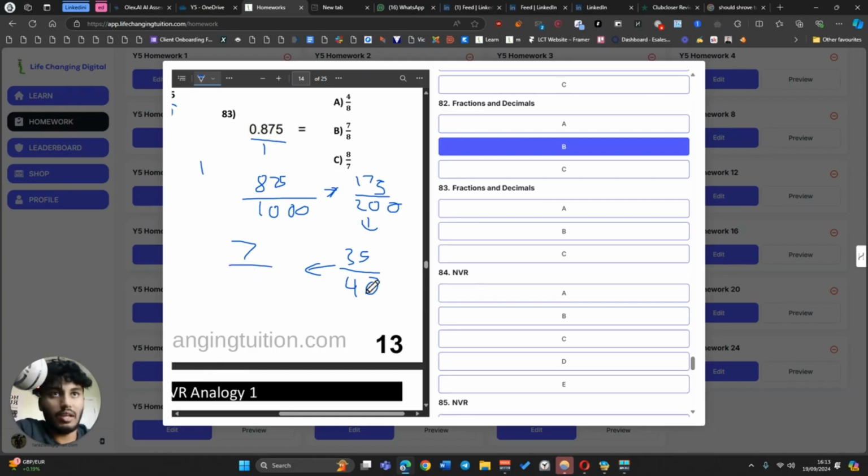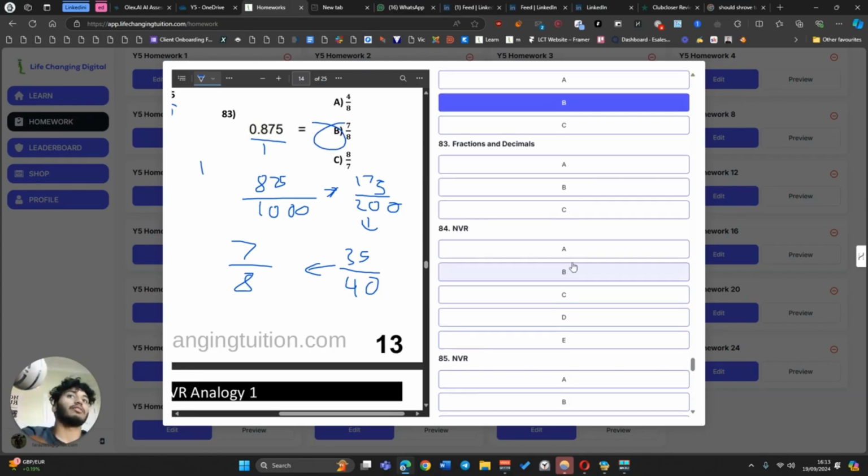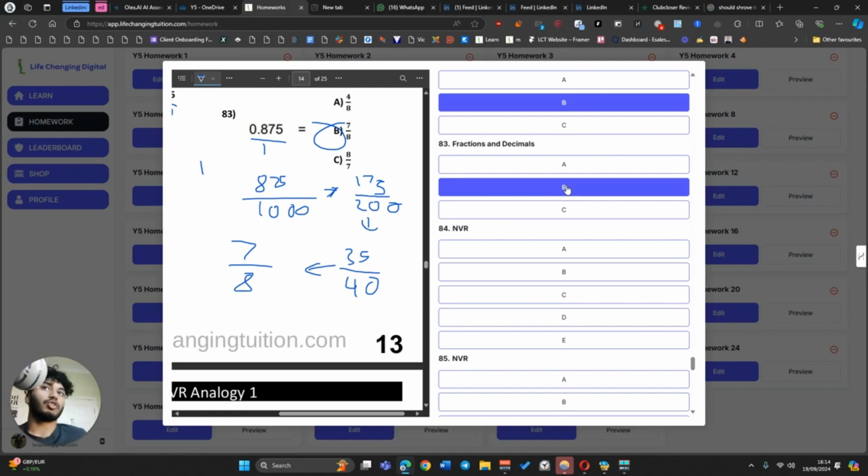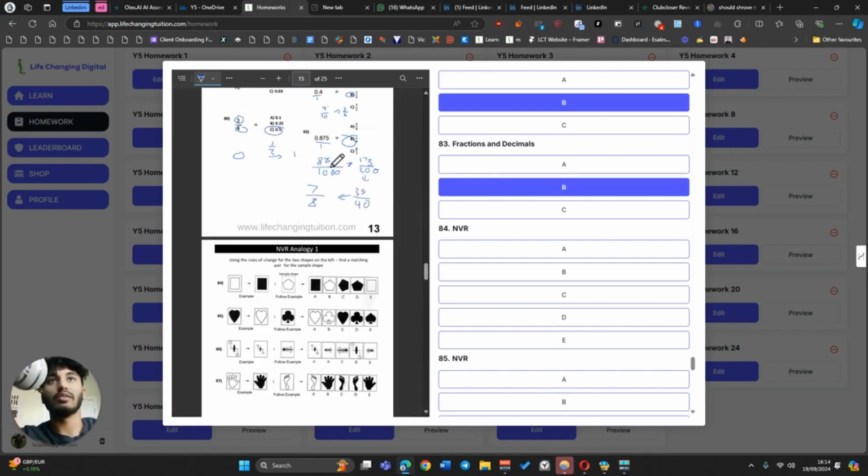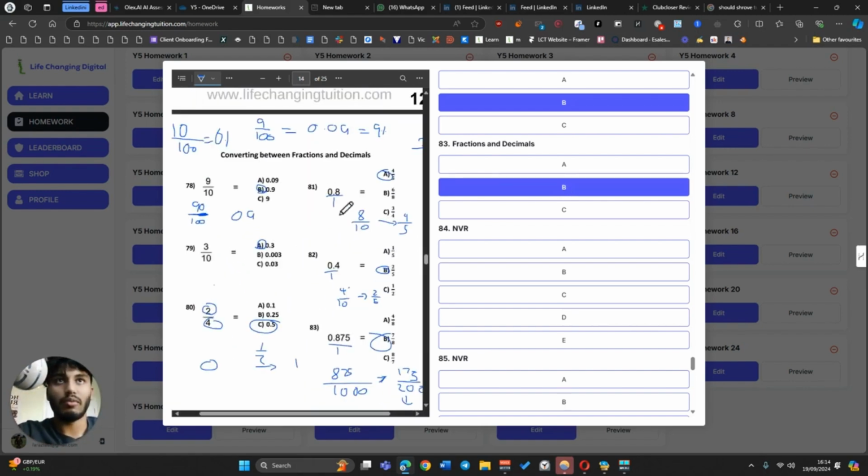5 into that is 7. 5 into 40 is 8. And now we've got our answer, 7 over 8. So you can see you can just keep simplifying using one number. And that gives us option B. So hopefully that makes sense for the decimal section. With these ones, you just make it over 1 and then you simplify the fraction.